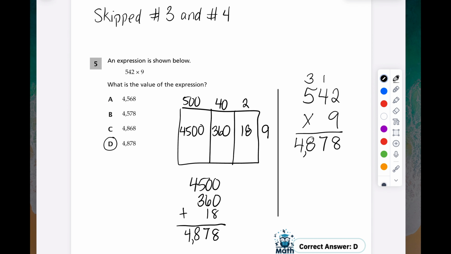Both exact same answer. It doesn't matter to me one way or another which one you use. Think about the one that makes the most sense to you, which one is the most helpful for you, where you feel you're less likely to make a mistake. All right, hit pause and jot this down into your notes.